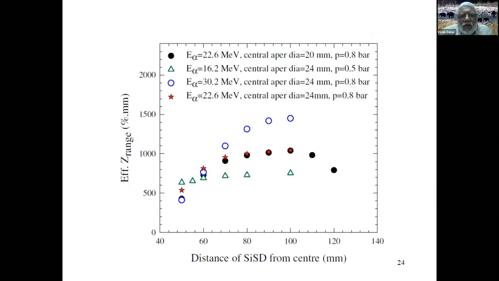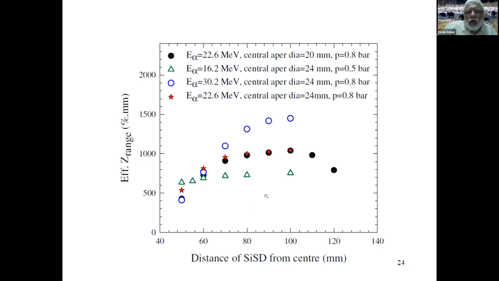So just to give you a glimpse of some aspects of the simulation, what is shown here is the efficiency in percentage times the effective target range near the aperture, which was roughly of the order of 1 to 2 centimeters, depending on the energy of the particle and also on the pressure and so on. You can see that we operated at 70 mm distance between the center and the silicon strip detector. So it was not too bad. It's about 1000% per millimeter. So if you have, let's say, 1 or 2 centimeters of effective target, that's about 50% efficiency for the alphas.